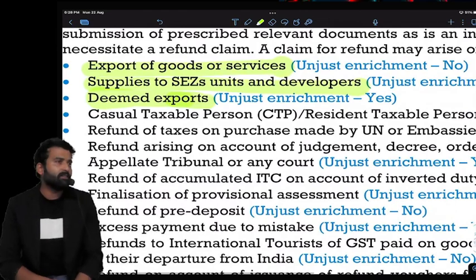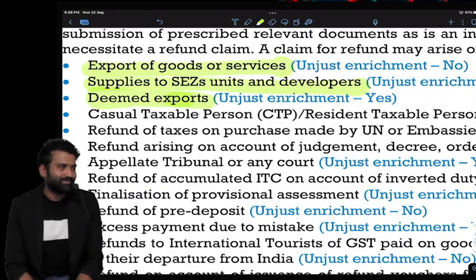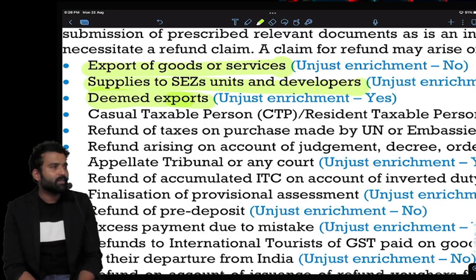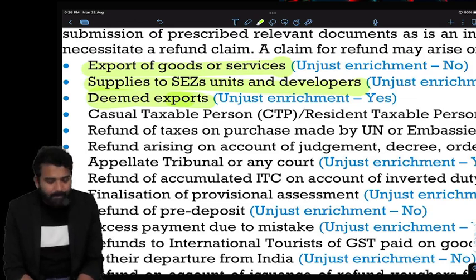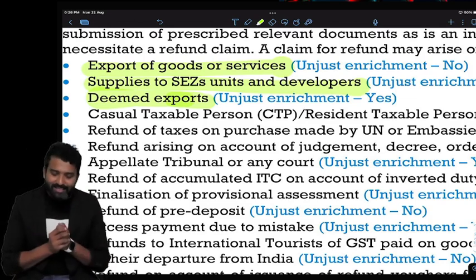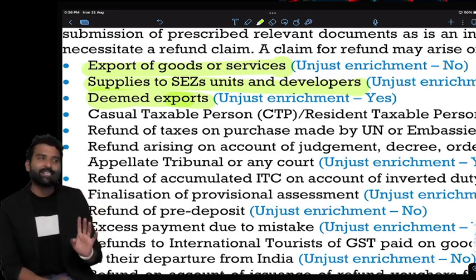So listen, the third point. Now tell me, what is the meaning of deemed export? Can anybody tell me what is the meaning of deemed export? Is it supplies to SEZ? Supplies to SEZ, no. Supplies to SEZ is a zero rated supply.